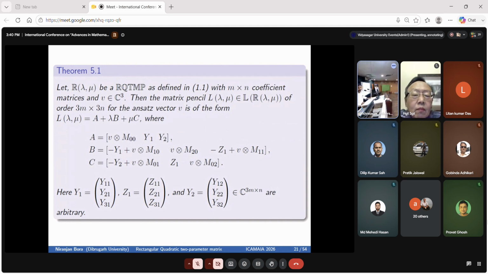Now we finally show, if R is a rectangular polynomial as per the given equation, then we have a class L(lambda, mu) of order T by T n by K for the subvector space V, which is of the form L(lambda, mu). Here we take C, R, C take the form, and here this Y, Z1, I do take these box matrices. That means here in this matrix Y21 and Z11 is an individual matrix. Okay, it is a block matrix.